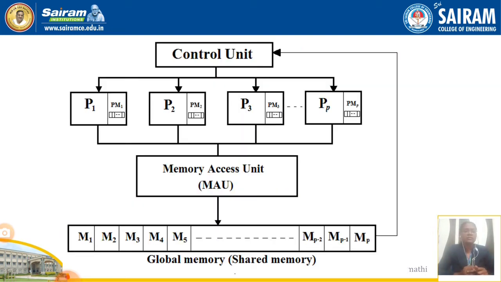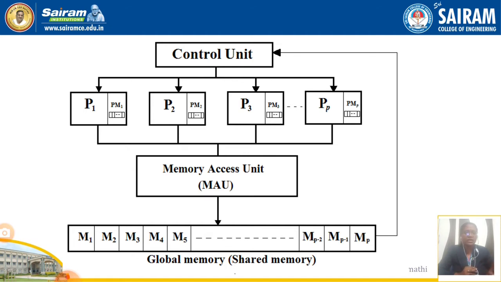Then this is the assembly of the PRAM model, where you have a centralized control unit, similar to SIMD, but here the control unit is a centralized one. In between the processors and memory, you will have the MAU, that means memory access unit. So here n number of processors are connected, and these n processors have access to one centralized memory unit. Again, you will have one global memory, and that global memory is also shared here.